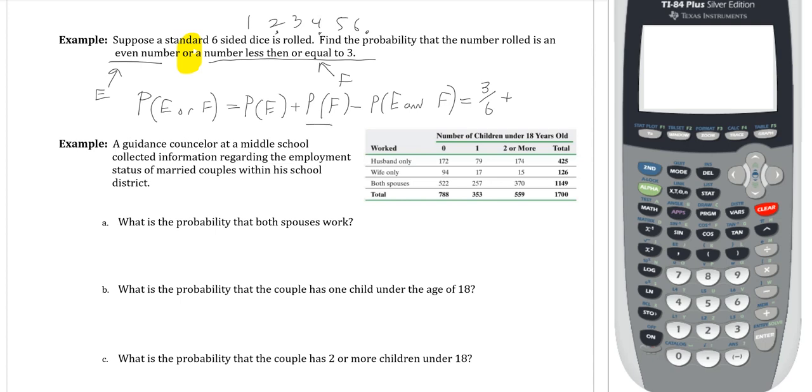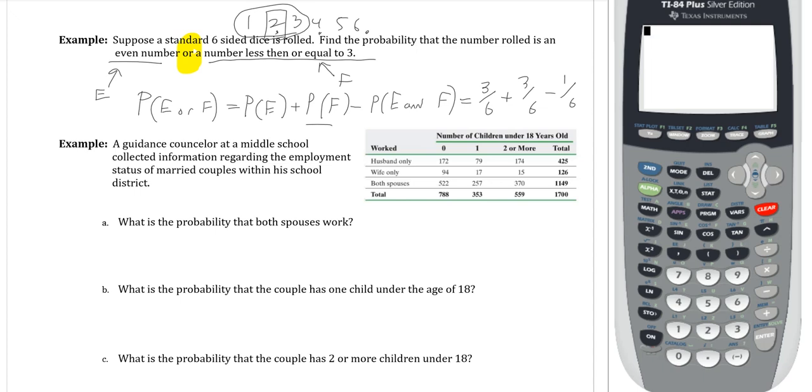The probability of F is a number less than or equal to 3. Well, those are those ones. So that's also 3 out of 6. And if you notice when I did that, there are some outcomes that share both of those. There's the number 2. 2 is both even while also being less than or equal to 3. So that's 1 out of 6.